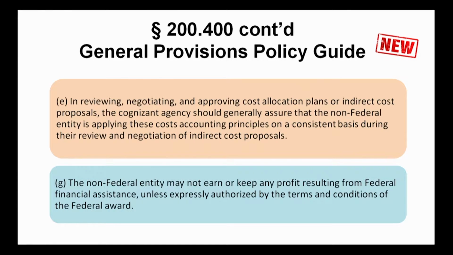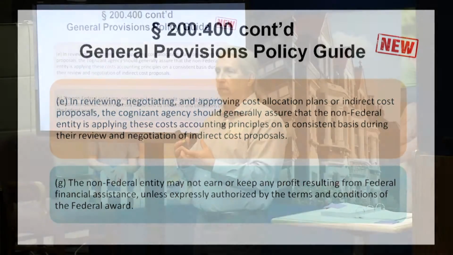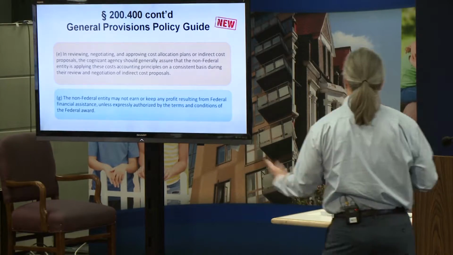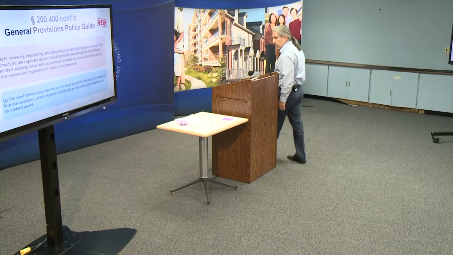Paragraph G, the non-federal entity may not earn or keep any profit resulting from federal financial assistance unless expressly authorized by the terms and conditions of the federal award. So, 2 new paragraphs. Again, these are just policy statements. Again, expanding on the language that was already there and making more clear, the intention of the policy.